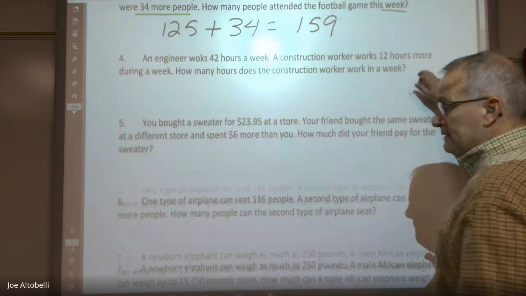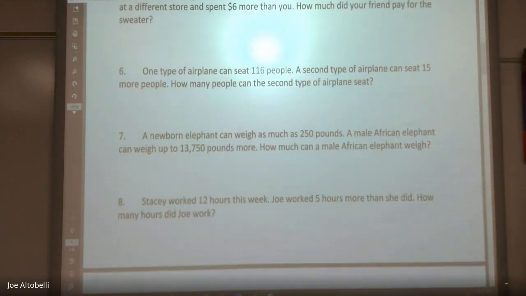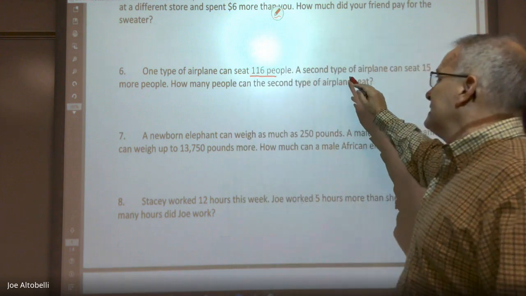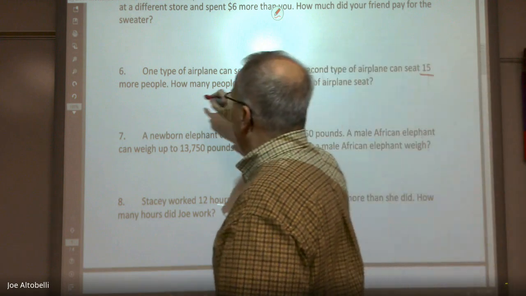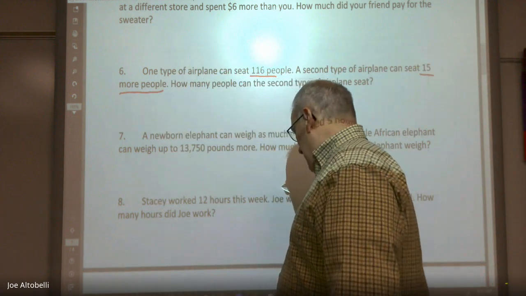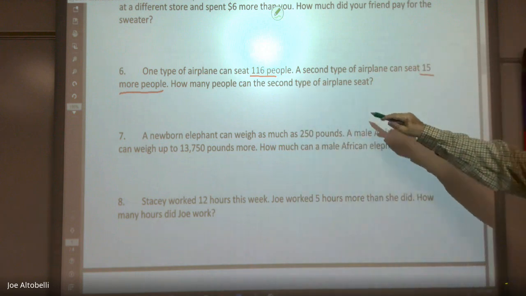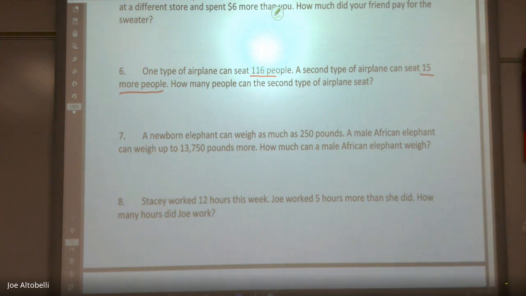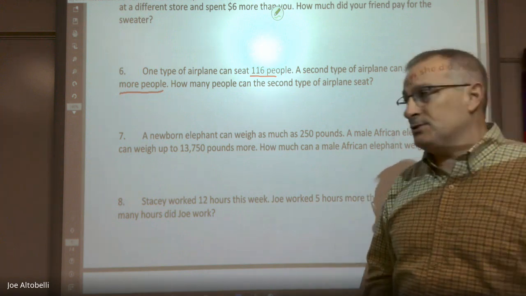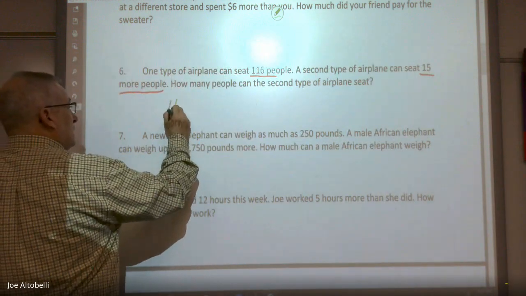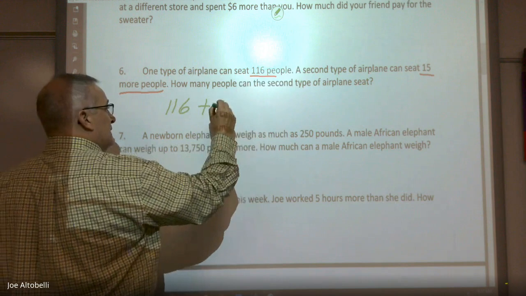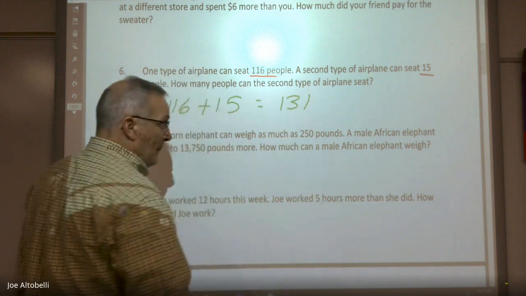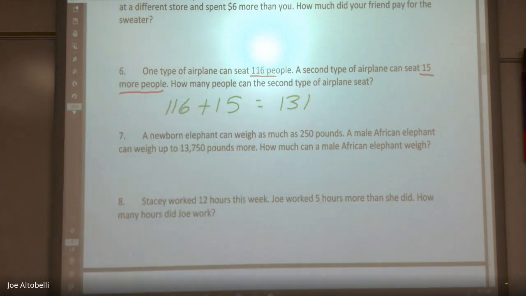All right, the next one, number 6. One type of airplane can seat 116 people. A second type of airplane can seat 15 more people. How many can the second type of airplane seat? Sometimes if you ask yourself, gee, which one is more, then it helps you know if you got to add or subtract. But it's going to be 116, and you're going to have to add the 15, and you get 131. Number 6, questions.